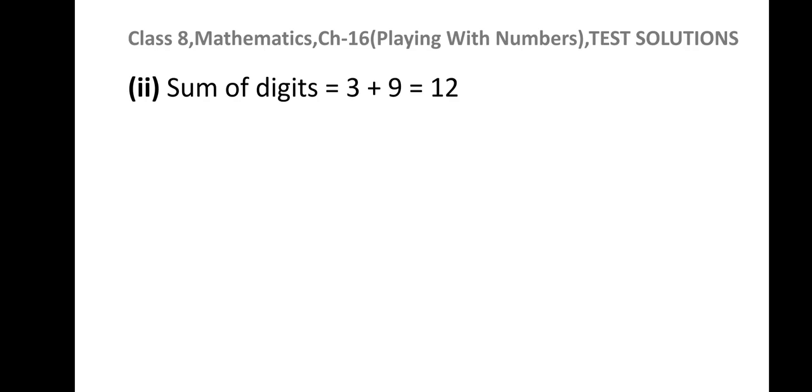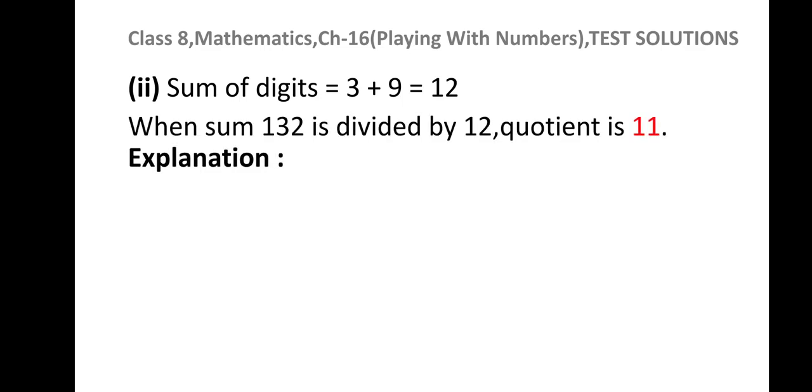Sum of the digits 9 plus 3, 39 is the number given to you. So sum of the digits 9 plus 3, 12. When the sum is divided by 12, the quotient is 11. So we have done the explanation also.